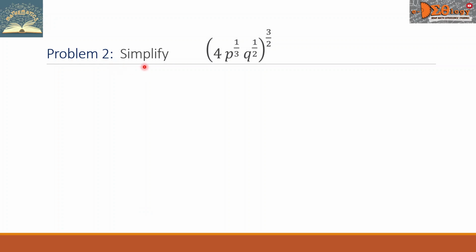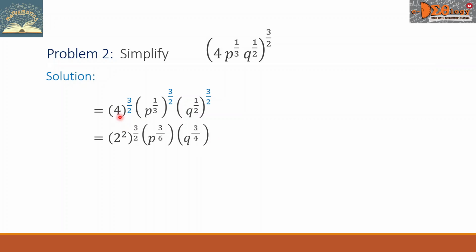Problem 2. Simplify the quantity 4p raised to 1/3 q raised to 1/2, all raised to 3 over 2. We're going to distribute this power 3 over 2 to each of the terms inside the grouping symbol. So we have 4 raised to 3 over 2. The p that is raised to 1 over 3, again raised to 3 over 2. For the q that is raised to 1 over 2, now raised to 3 over 2. Let us simplify each of the terms.